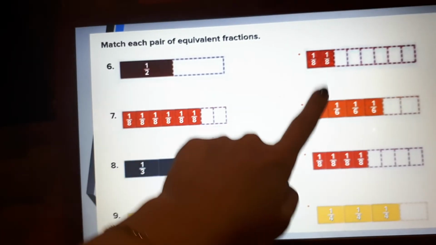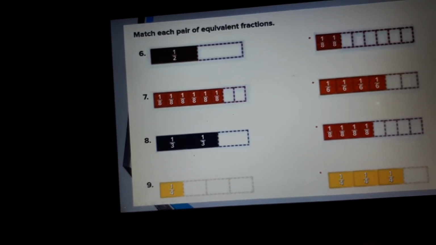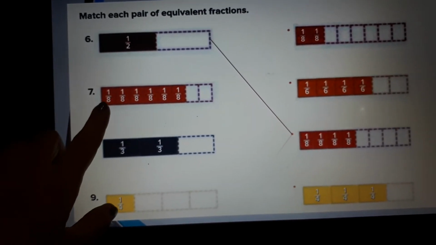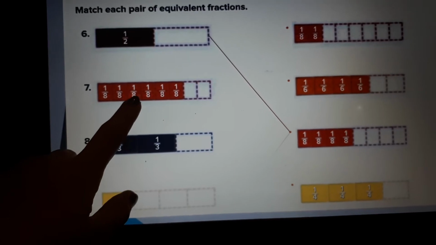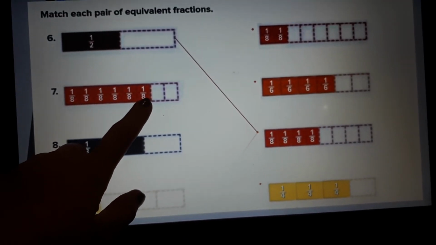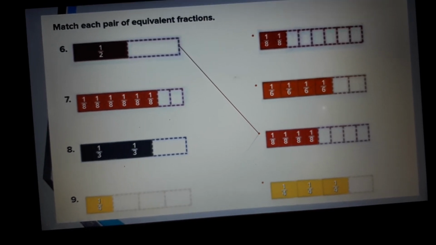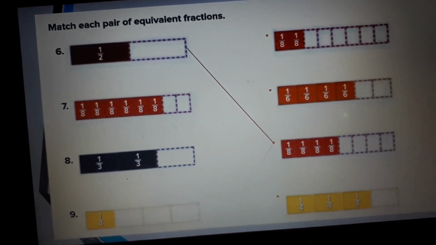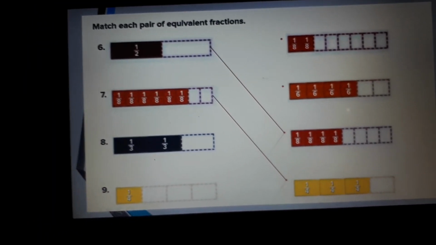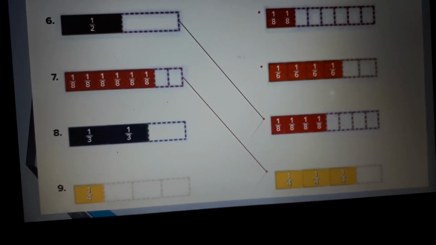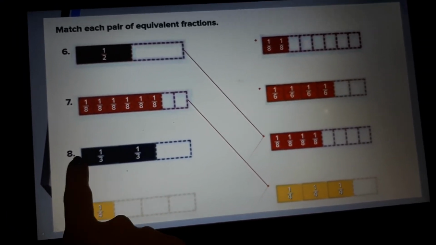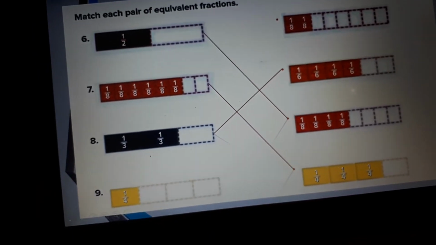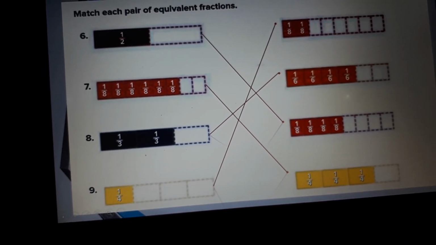1 over 2. Which one of these can you see is similar to 1 over 2? Yes, it is 4 over 8. Here, how many eighths do I have? 1, 2, 3, 4, 5, 6. So 6 over 8 is equal to what? Which one is similar to this one? No, it's not 4 over 6. Yes, it is 3 over 4. Now I will tell you why when we finish matching. 1 over 3, you see here? It's similar to 2 over 6. And 1 over 4 is 2 over 8.